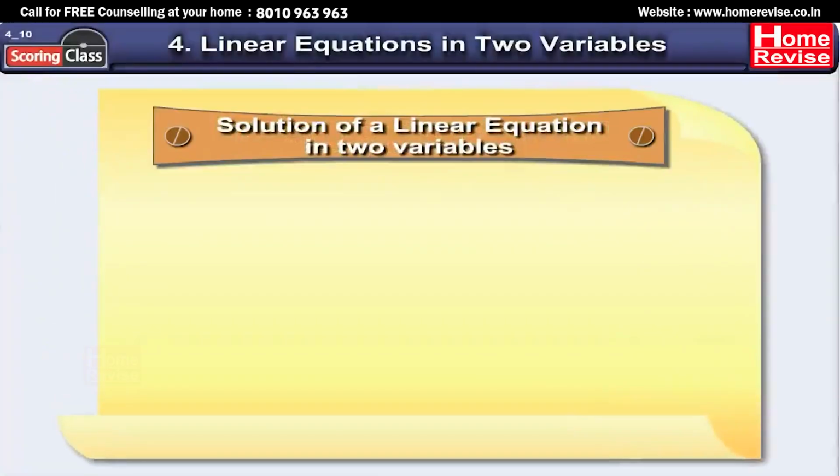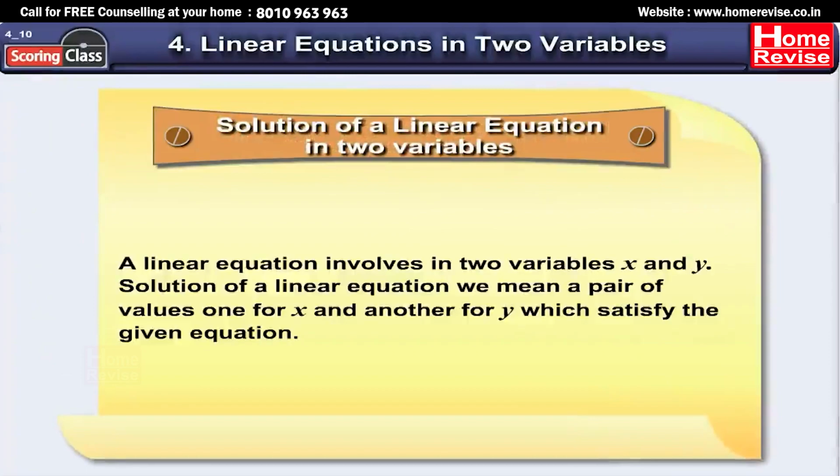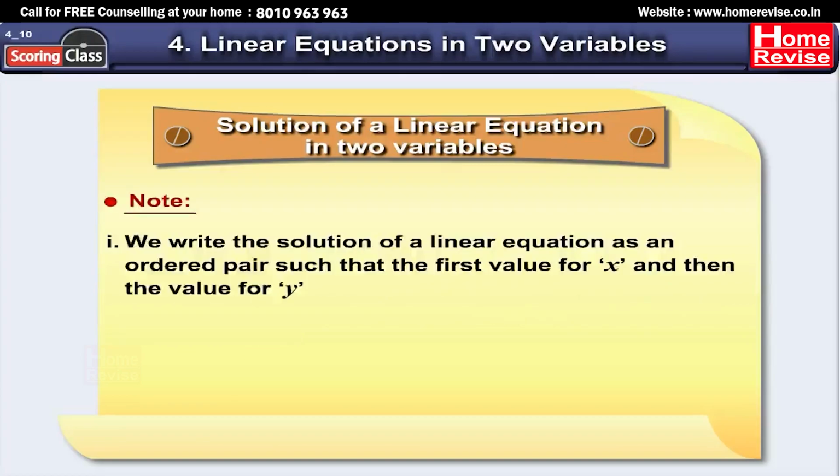Solution of a linear equation in two variables. A linear equation involves two variables, x and y. By a solution of a linear equation, we mean a pair of values, one for x and another for y, which satisfy the given equation. Note 1. We write the solution of a linear equation as an ordered pair such that the first value is for x and then the value for y.